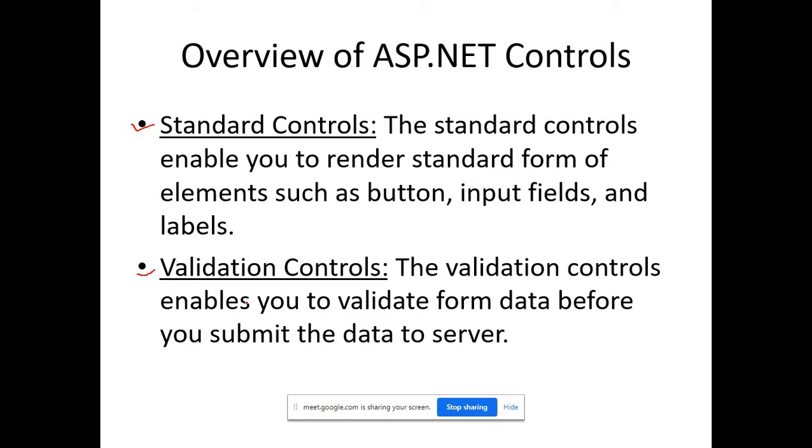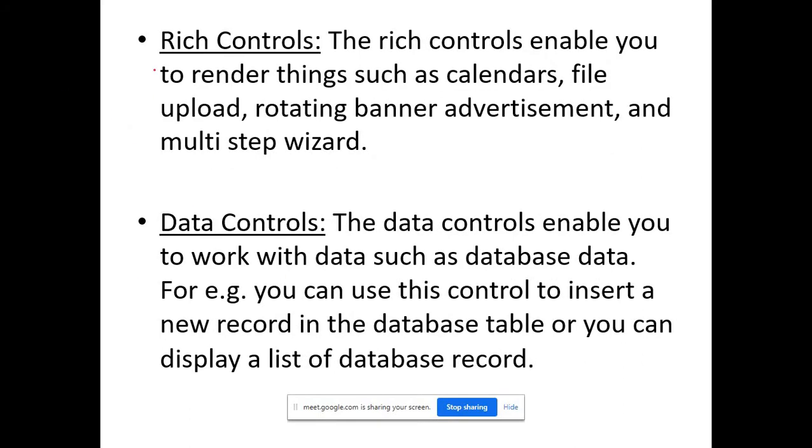Then we have the validation controls. If you are designing a form and you want to validate the data entered by the user, there are a total of 6 validation controls in ASP.NET that we can use for validation purposes. Some controls are rich in functionality, for example the calendar control, rotating banner advertisement, multi-step wizard, and file upload control. These controls are rich in functionality, so we call them rich controls.